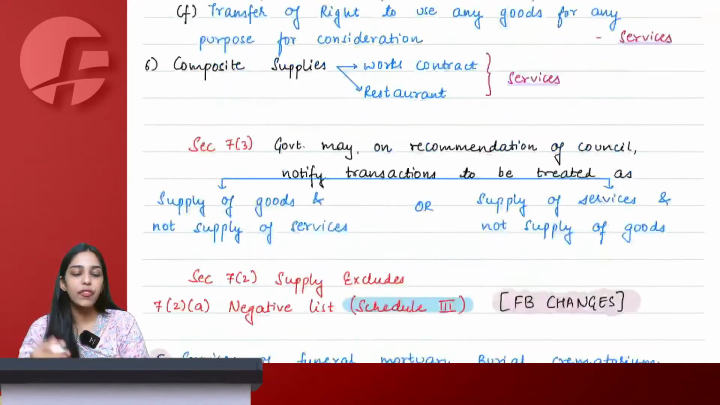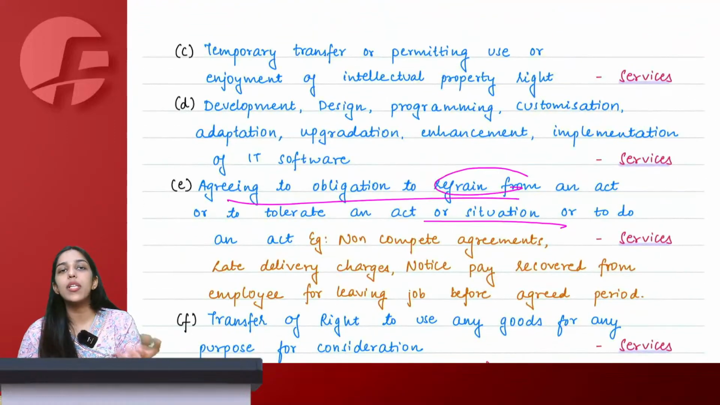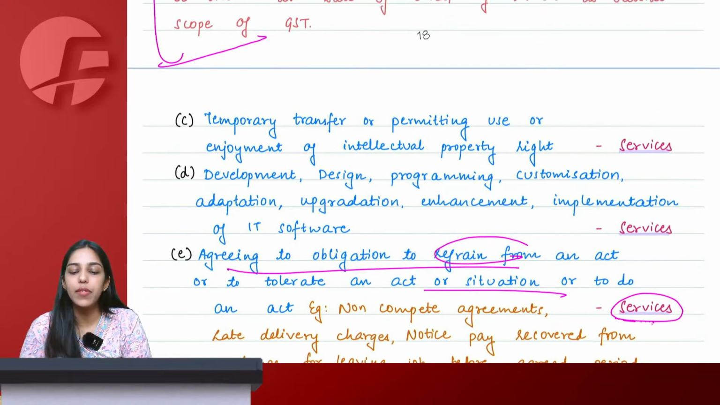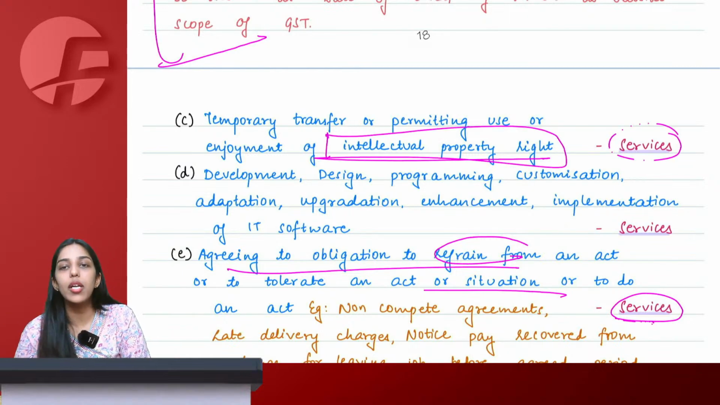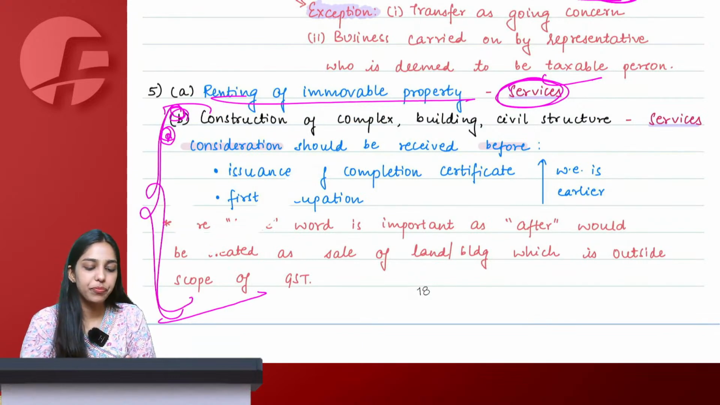Otherwise, after this everything is very simple. Agreeing to do something, to not do something, it is all supply of service. Development, design, implementation, upgradation of software, again service. Giving right to use your IPR, intellectual property rights, it is all again services. Only this point is what we are required to study.